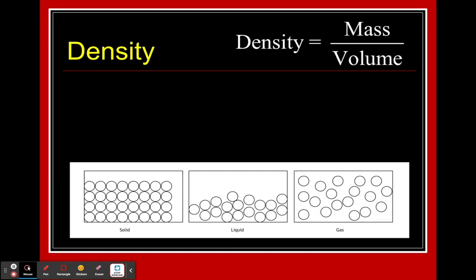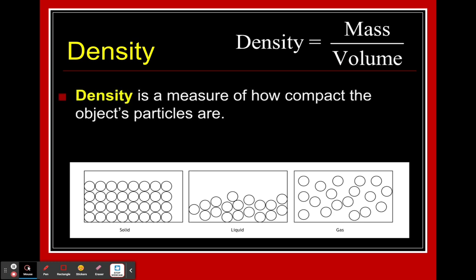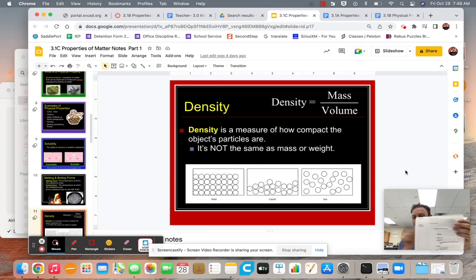The last one is density. We'll have a separate lab for this later next week. Density is the measure of how compact the object's particles are. For example, this paper here, it's not very dense. I can put a hole through it. And there we go. See, I can put a hole through it right there. But this graduated cylinder, I can't necessarily get my hands through very easily. It's really difficult because the molecules, the atoms, are so compact together.